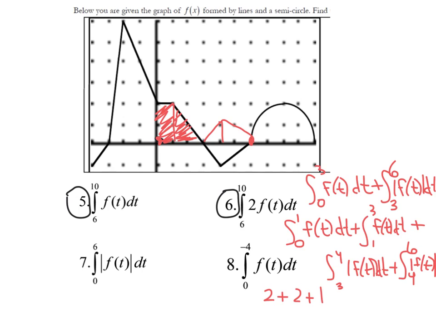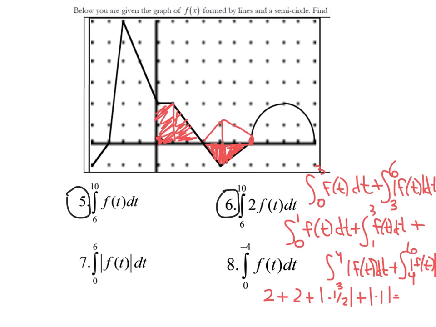Then I'm going to add it to the absolute value of this first triangle here. Well, it's 1/2 base times height. So the base is 1, the height's a -1. So it would be the absolute value of a -1/2. And then I'm going to add it to this last triangle here, where this has a base of 2 and a height of 1. So it would be the absolute value of -2 times 1, which is... 1.